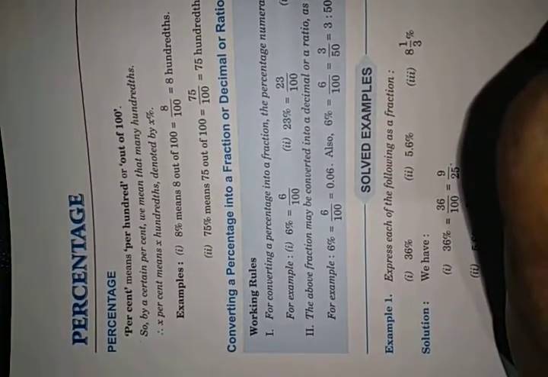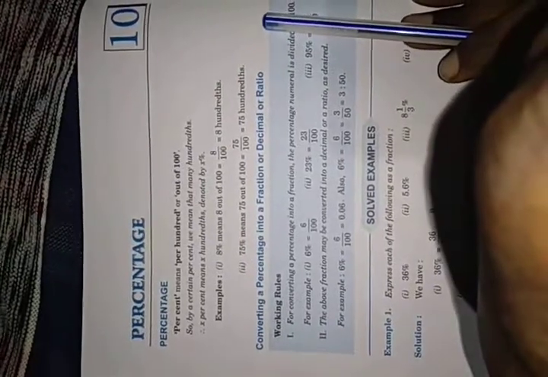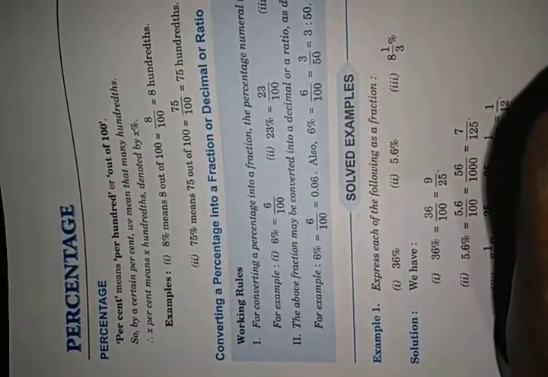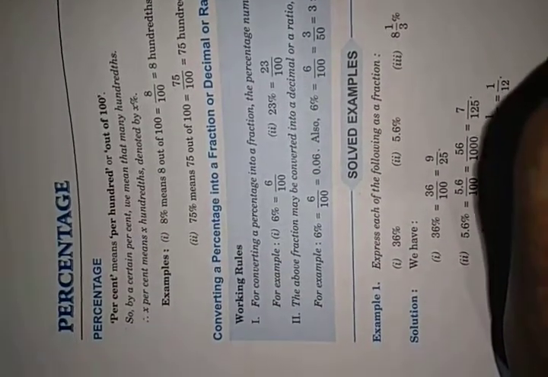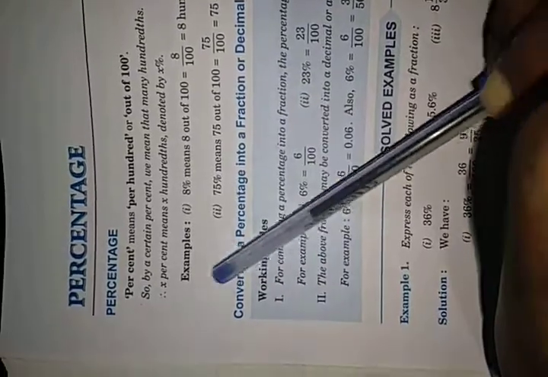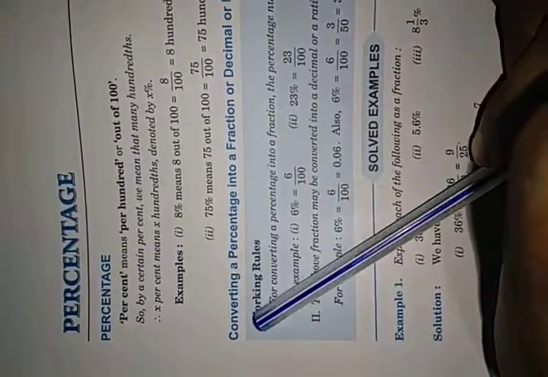Welcome to mathematics class standard 6 chapter 10, which is about percentage. So let us begin the topic by defining percentage. Percent means per 100 or out of 100.